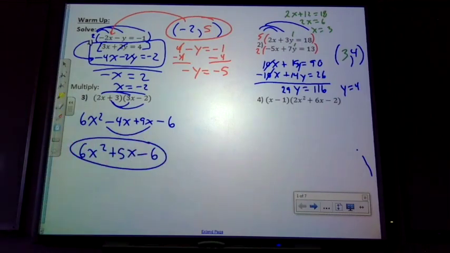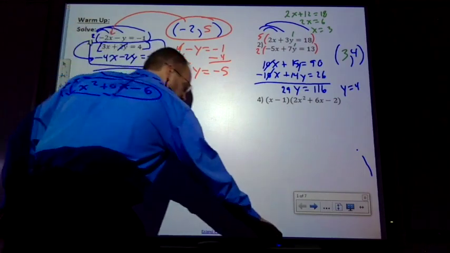Ashley, is it in standard form? Yes. Yep, it's descending order. Good. All right, Ashley, you're going to lead us through starting on number 4. What's my first step on number 4 to do?